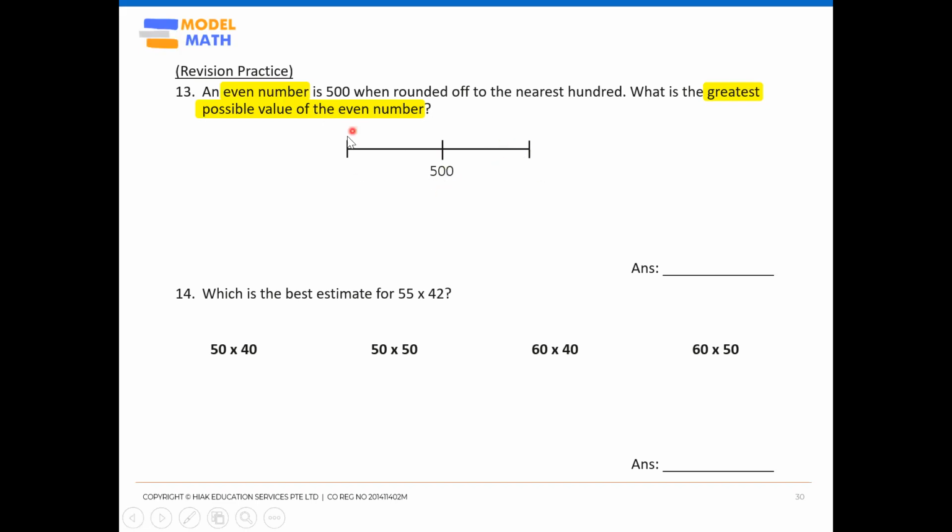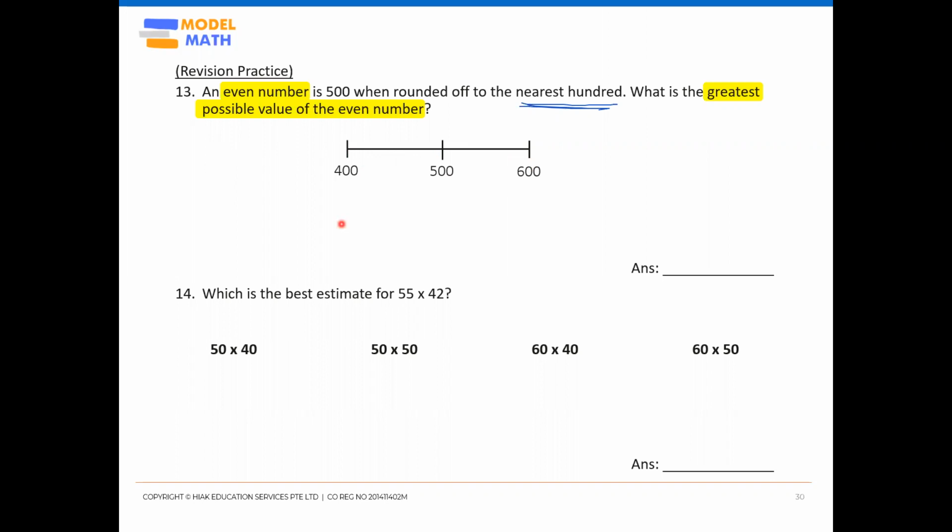Now, at the two ends, how do I know what to put? What I put at the two ends depends on this. When they say rounded to the nearest 100, that means my interval here should be a difference of 100. It simply means that this number must be 100 less and this number must be 100 more than the center one. So this one will be 400, and the other side will be 600. So it's a difference of 100.